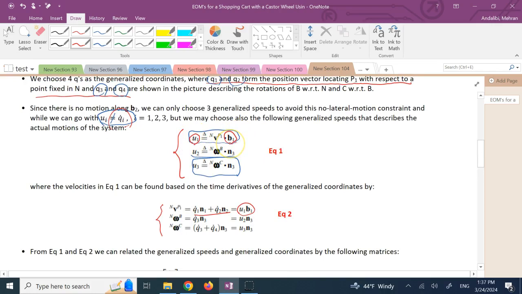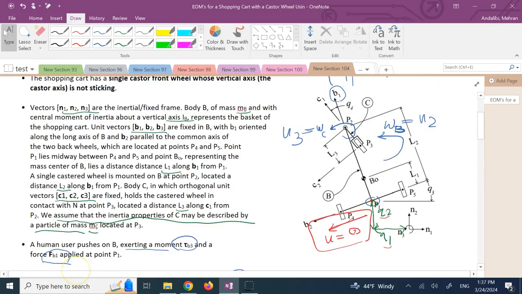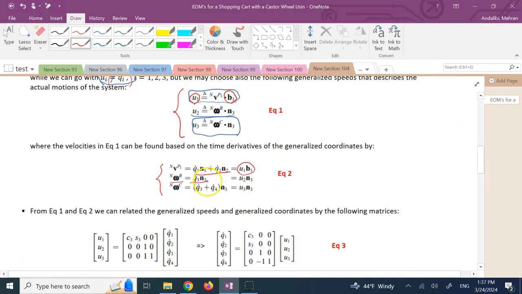Omega of member B, just because of the way Q3 is defined, which is the angle of the chassis with respect to the end frame, clearly this omega is the time derivative of that Q3. It's obvious. So omega of B is Q3 dot in the N3 direction, or since the definition of Q3 dot is U2, you can call it U2 in the N3 direction.